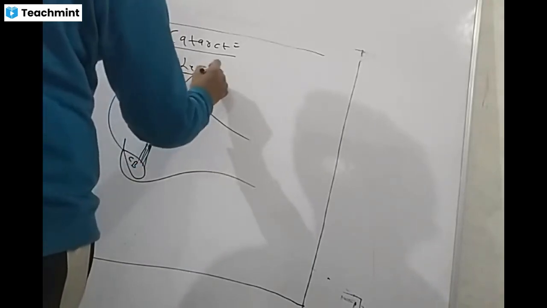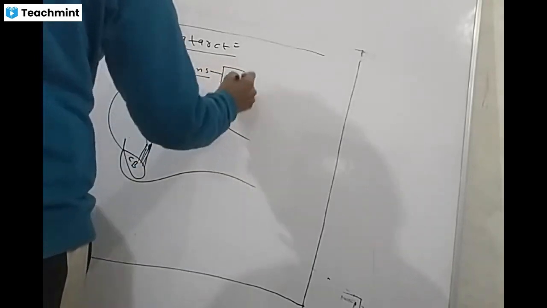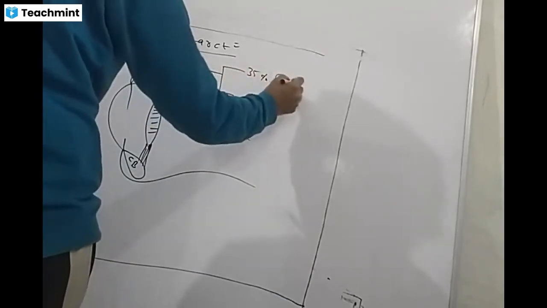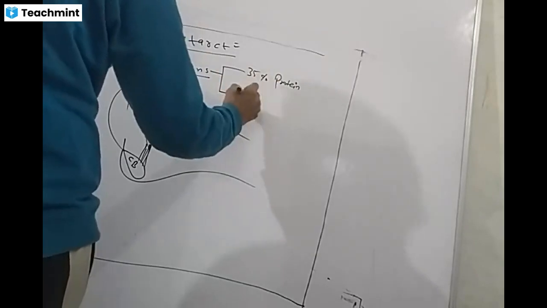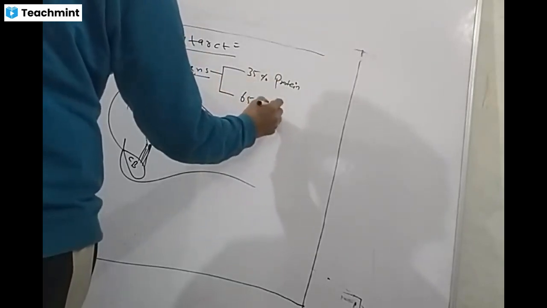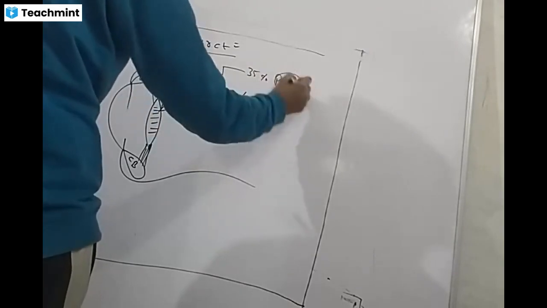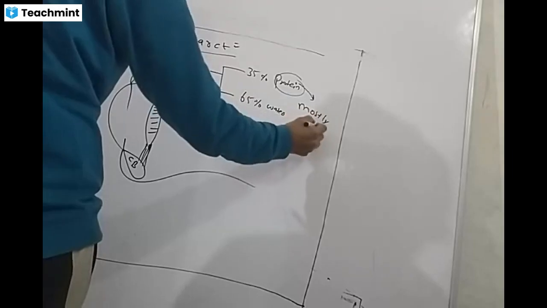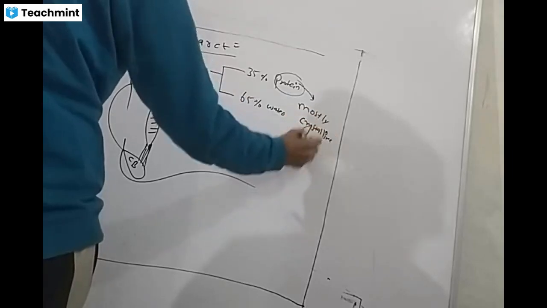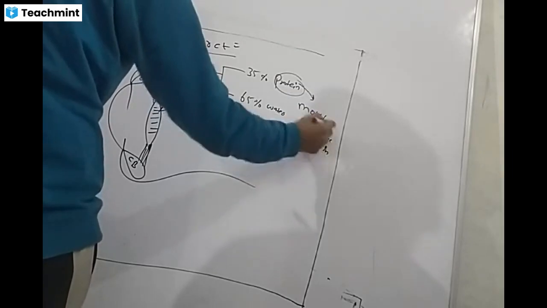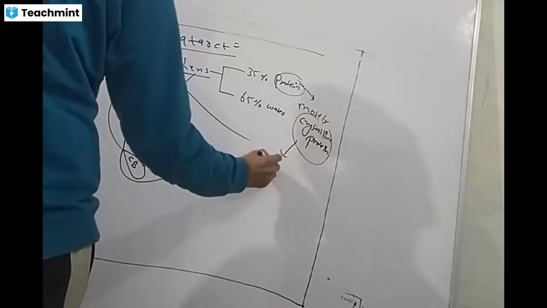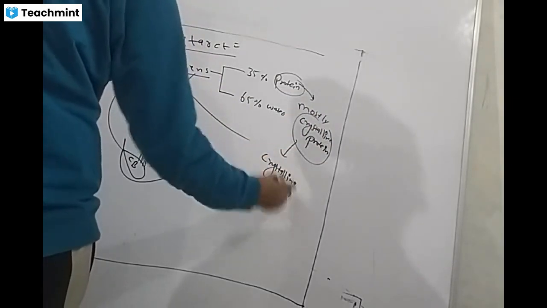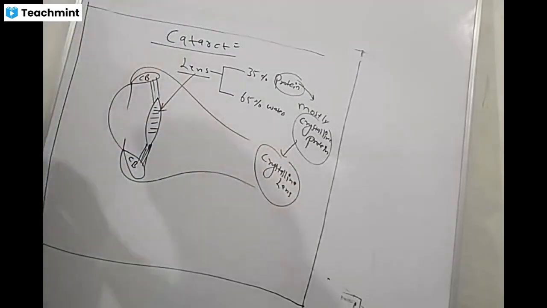So this is the lens. This lens is made up of 35% proteins and 65% water. These proteins are mostly crystalline protein. Therefore, this lens is called as crystalline lens.